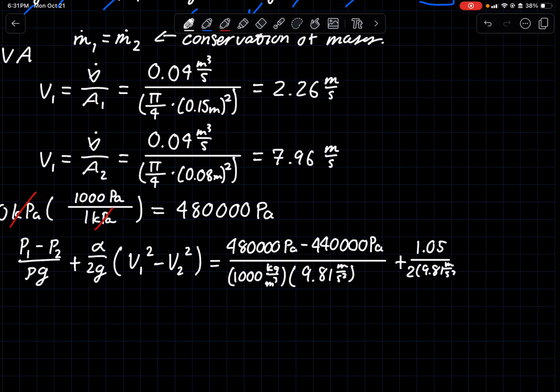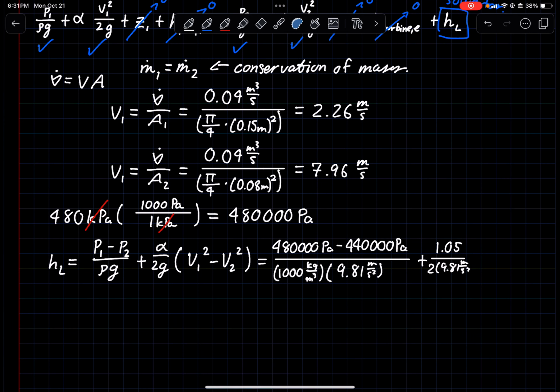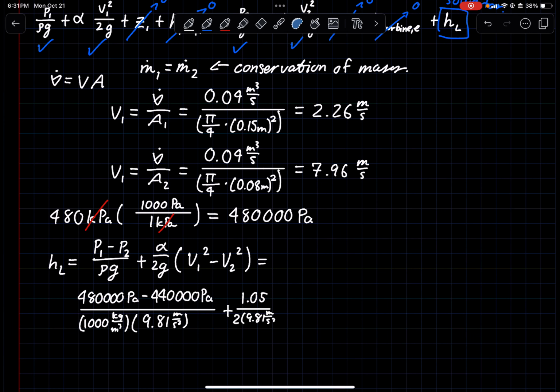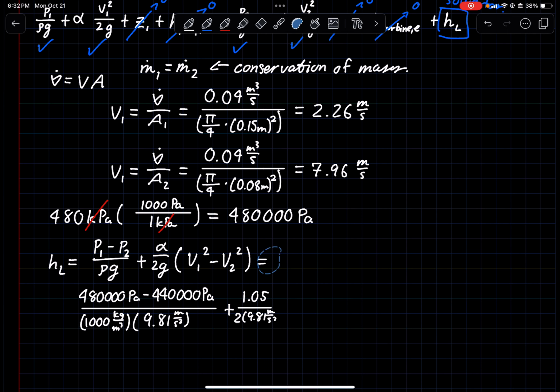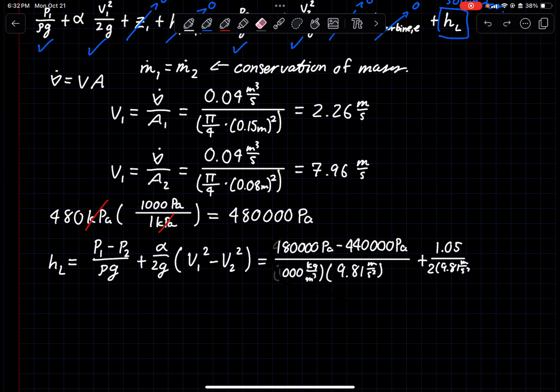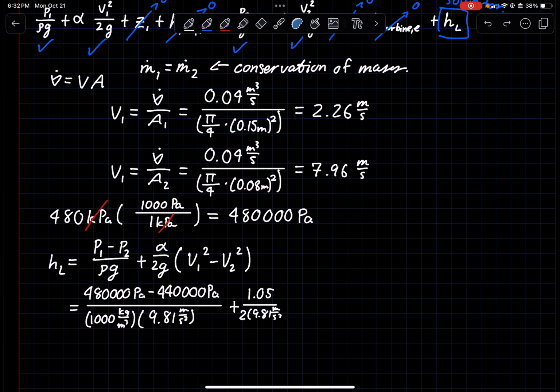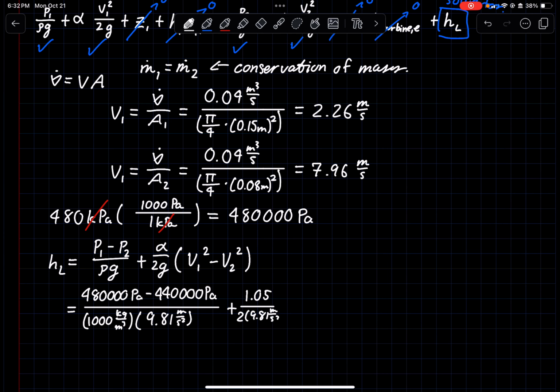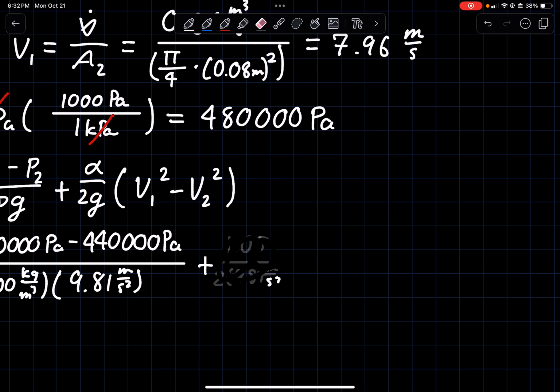meter per second squared. Actually, let me just put this on another line. I don't want to be too cramped. Oh, what did I do? Am I just bad at using an iPad? Apparently, I might be. Okay, there we go, now it erases properly. So 1.05 over 2 times 9.81 meter per second squared.